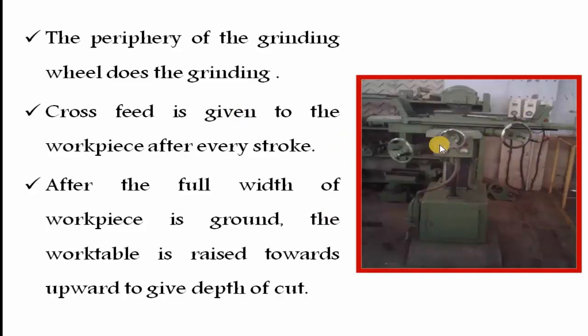Hand wheel provisions are available for longitudinal and crosswise directions. Once the process is over, with the support of this hand wheel, you raise the table so the grinding wheel touches the object. Whatever depth of cut you give, you remove it with the grinding wheel. After the full width of the workpiece is ground, the work table is raised upward to give the depth of cut. Whenever you need to remove unwanted material from flat and plain surfaces, we use surface grinding.